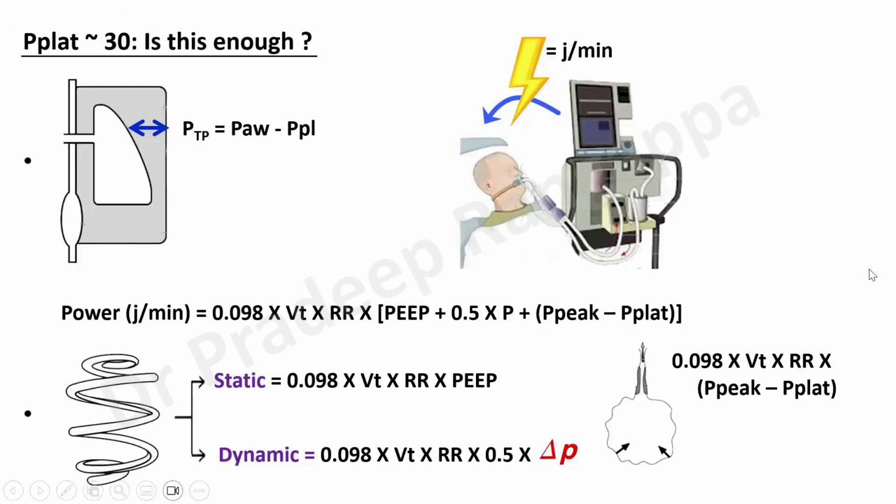So now the question remains after using this formula. This is the total formula for the mechanical power, so you will get it as joules per minute. And what number of mechanical power? The studies have shown 17 joules per minute or less is considered safe for the lungs. Anything more than 17 joules per minute is shown to be harmful.